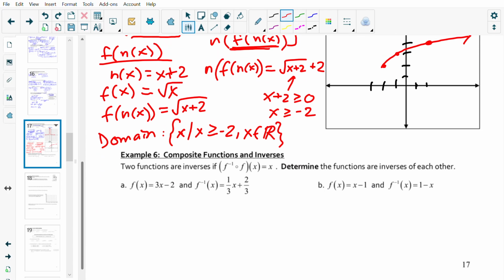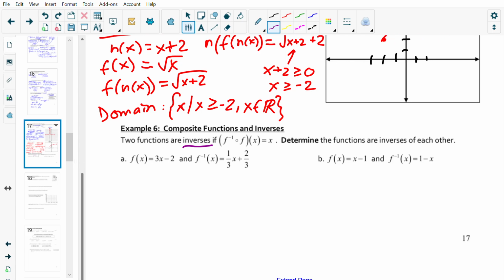Okay, next one, example 6, composite functions and inverses. Two functions are inverses if the inverse of f of x composed with f of x equals x. So we'll show you what this means. Determine if the functions are inverses of each other. Okay, so we have to compose each of the functions.